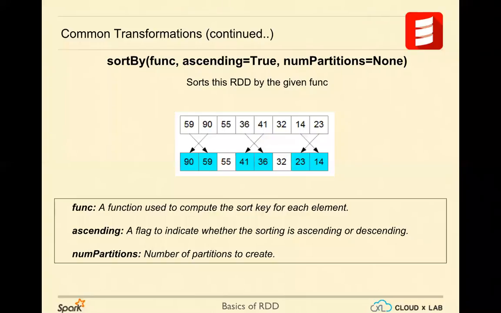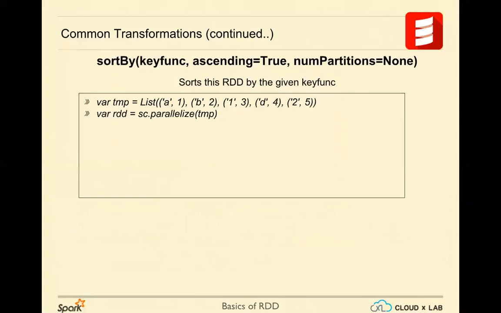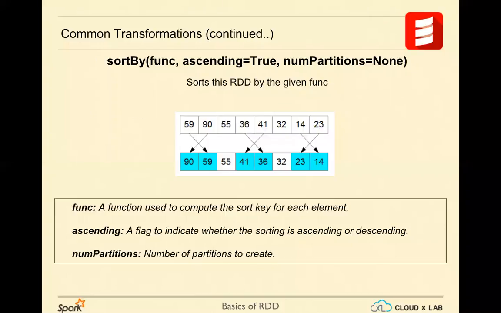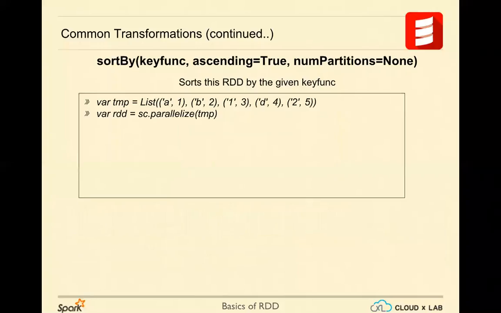Sorting is an exhaustive operation. Sorting is a resource consuming operation. All right. So here's an example. Here we are creating a list which takes tuples just for the sake of it. So we have a list containing tuples. These tuples have the first value as a string, or a character, and the second value as a number.